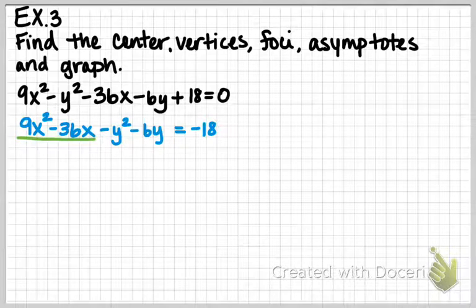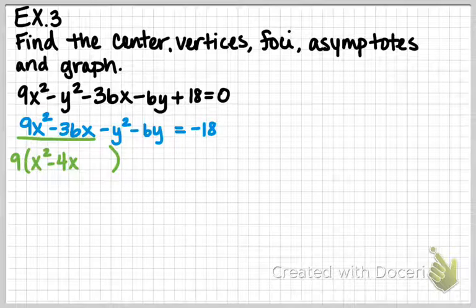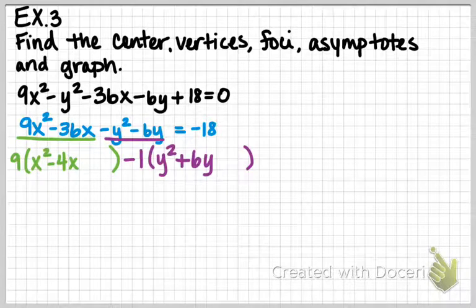I look at my x's and I'm going to factor out whatever number they have in common. So that's going to be 9 times x squared minus 4x, and I'm going to leave a space because I know I have to complete the square. Same thing for the y's. For the y's, I'm going to factor out a negative 1. So that will leave me with y squared plus 6y, and then leave a space, equals negative 18.